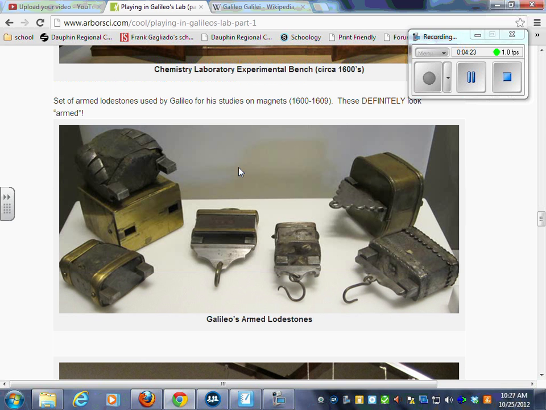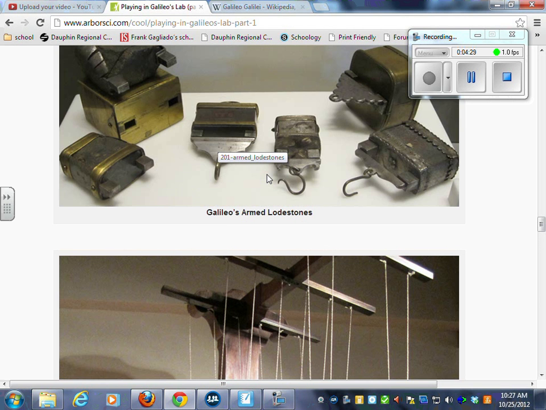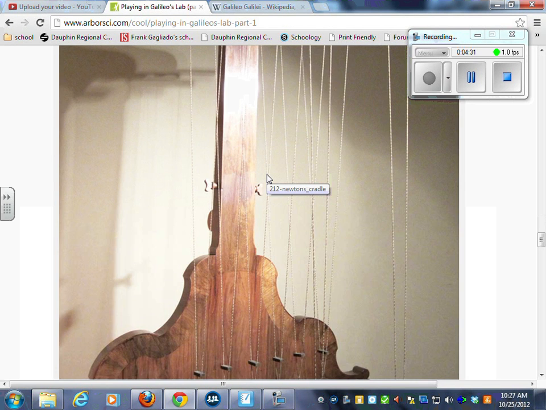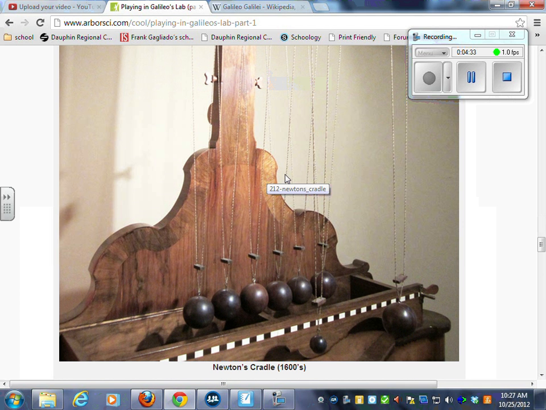These are lodestones, which are natural magnets that he was using when he studied magnetism. You have probably all seen something like this before. Yeah, so that's his original one.